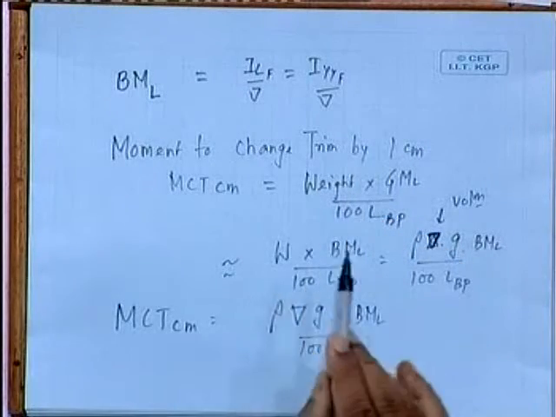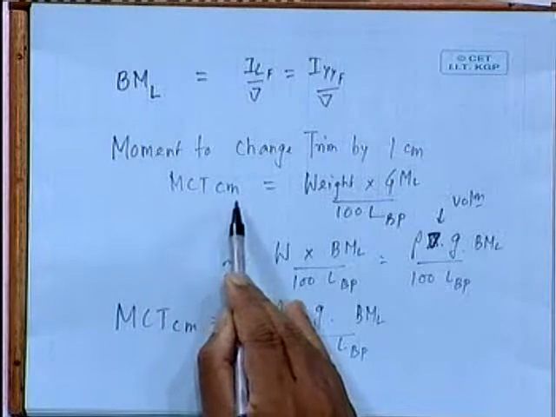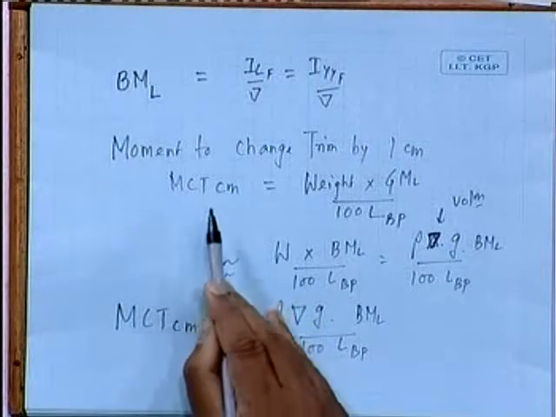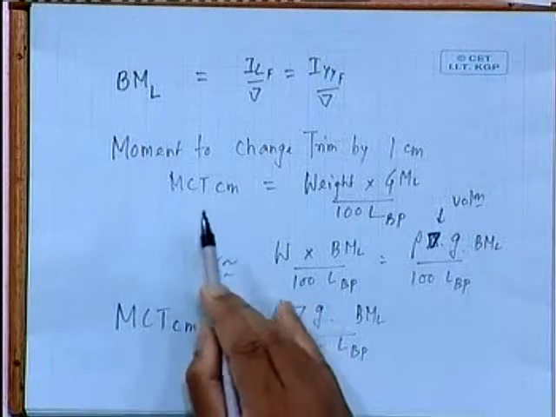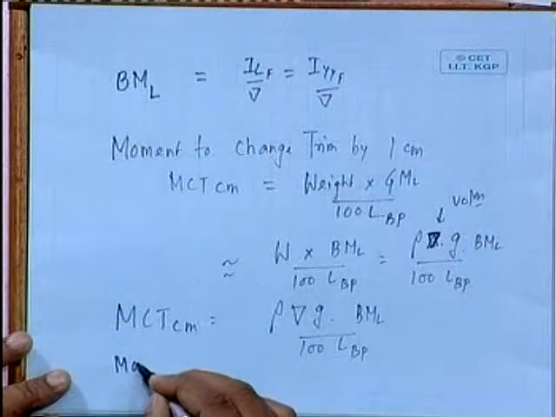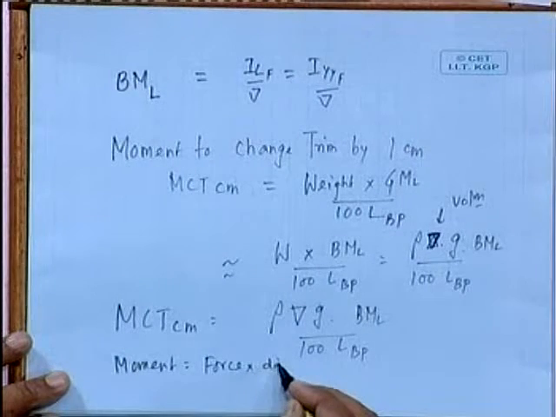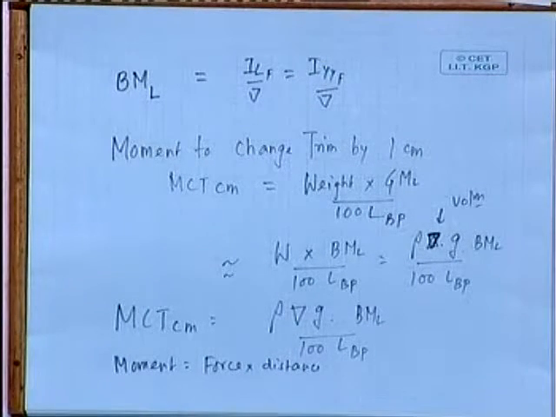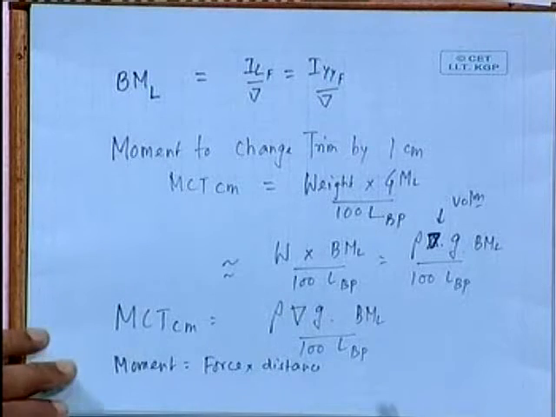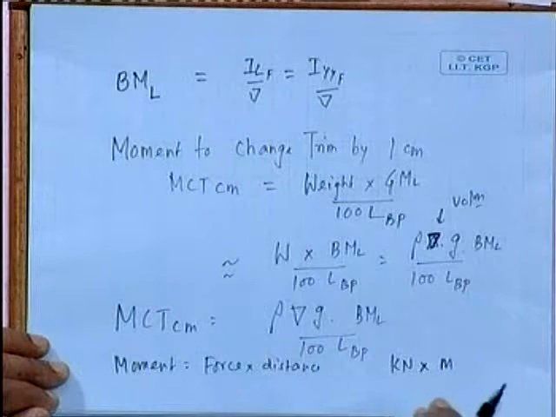See, what happened is that MCT means moment to change trim by 1 centimeter. It is a moment causing a change in trim. Now what is a moment? Moment is force into distance. What is the unit of force and distance? Basically, the unit of force is kilonewton, not tons. Force is kilonewton, distance is meter, so it should be kilonewton meter.